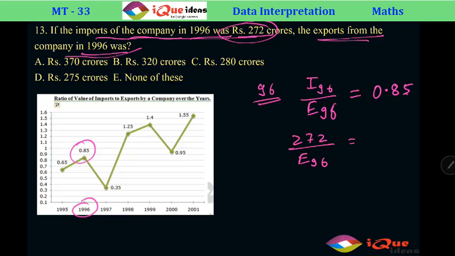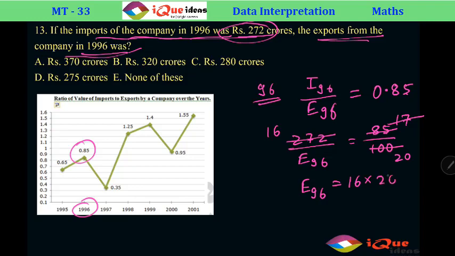Now 0.85 can be written as 85 upon 100. Alright. So 5 cancels 85 17 times, 100 20 times. And then 17 cancels 272 16 times. So clearly by cross multiplication you can see exports of 96 will be 16 into 20. 16 into 20 is 320 crores. Alright, so the answer of the question is 320 crores. Because the values were given, we could find the answer and that is B option. Okay, now the next one.